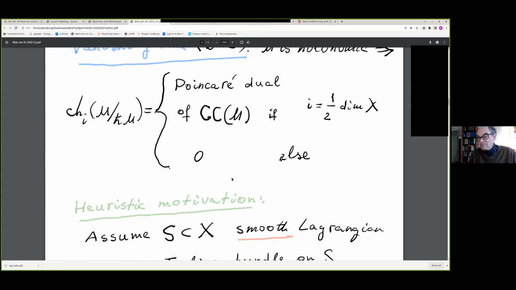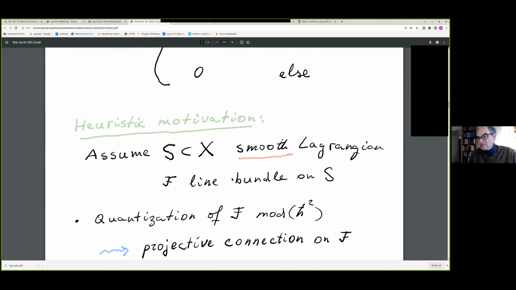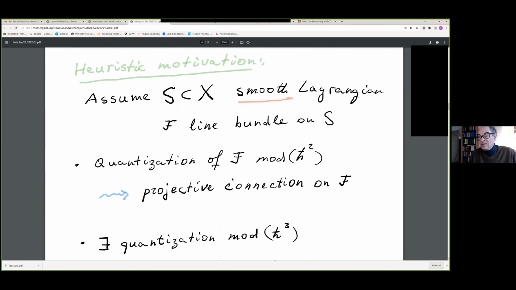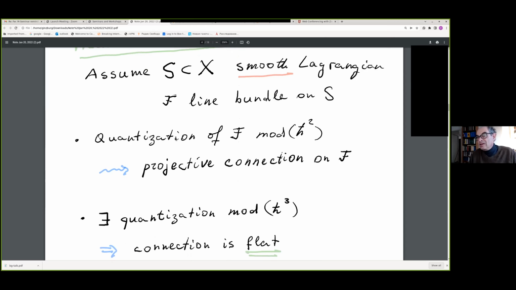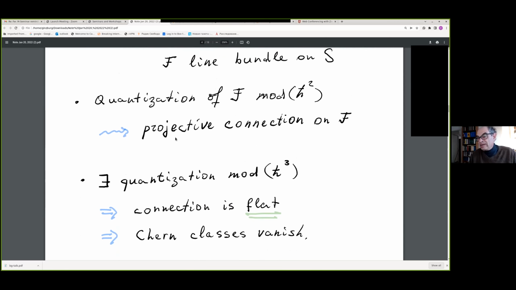Now, there is a very baby case where there is an explanation for this. The baby case is when everything is as nice as possible. So if we assume that our Lagrangian subvariety is smooth and our sheaf is a line bundle, and sorry, I wrote F, but F means M mod H bar. Then there is an explanation, which can be done by hand.